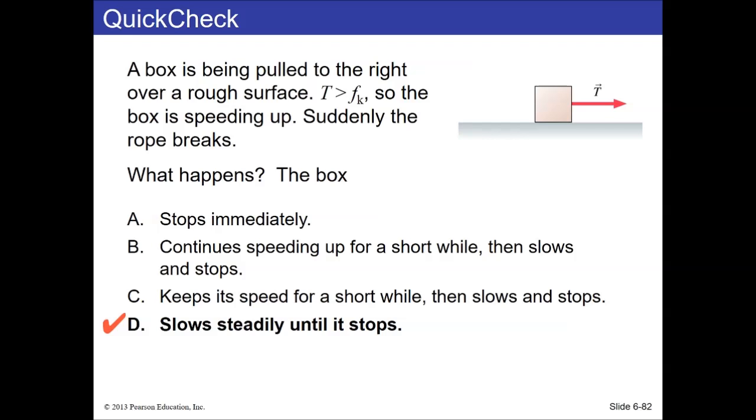All right, so let's look at the other options, though, because it's actually really helpful to look at the other options and to know why they're wrong. In fact, I like that better. I like trying to figure out the reason why the three things are wrong rather than why the one thing is right. Okay, stops immediately.